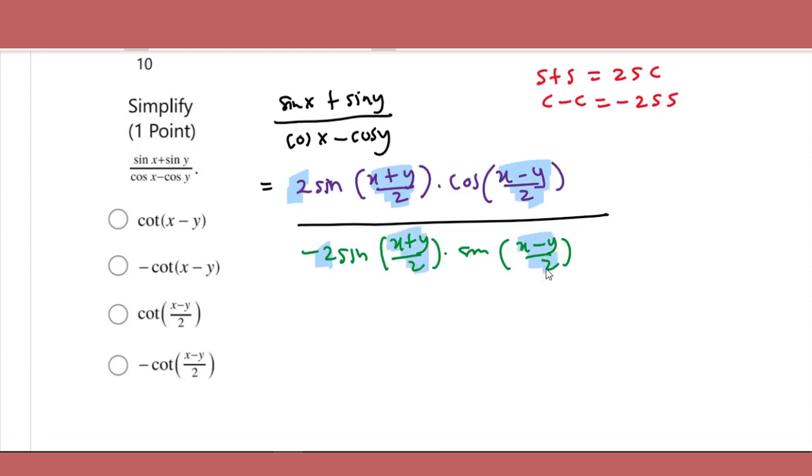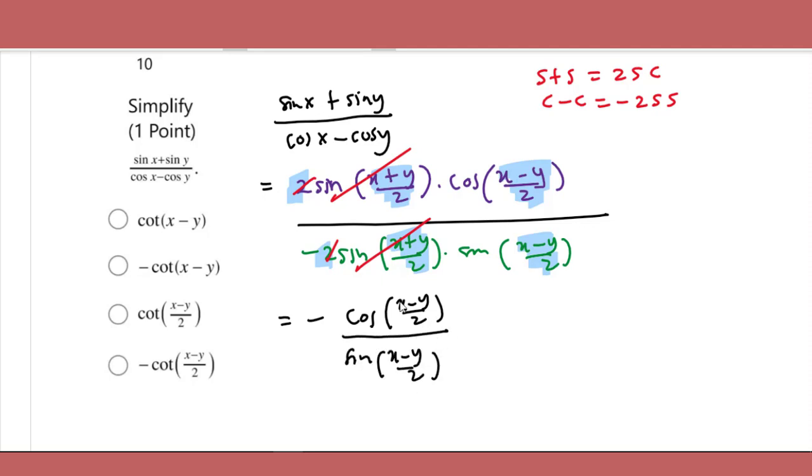Okay, and then simplify, cancel, also cancel, and it is equal to negative cos of x minus y over 2 over sin of x minus y over 2. This one is equal to cot. So it is negative cot of x minus y over 2. This is the answer. Okay.